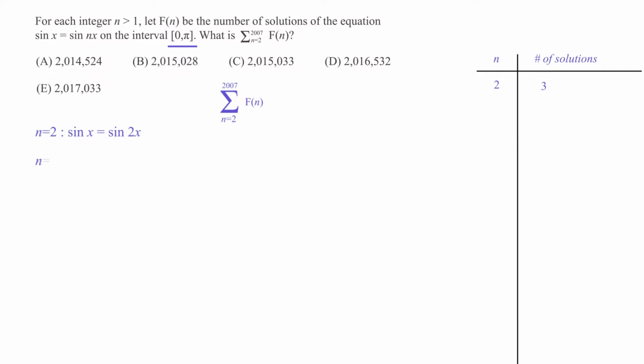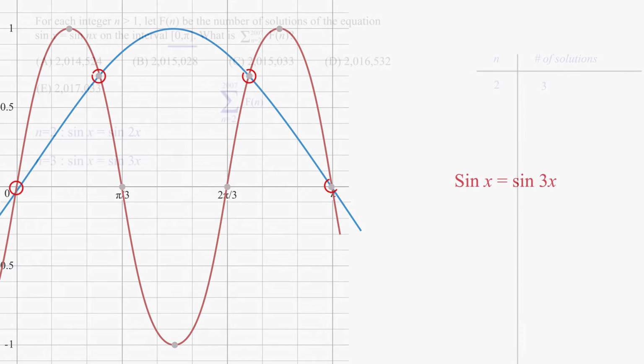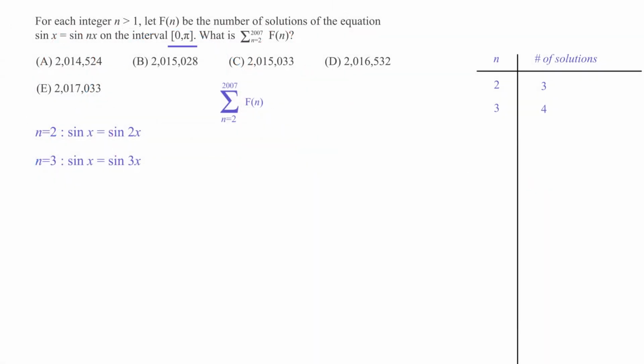Now in a very similar way, let's look at n equals 3. That would be the sine of x equals the sine of 3x. So now I have to look at these two graphs, the sine of x and the sine of 3x on the same plot, and see how many intersection points we have. And this is that graph. Between 0 and pi, there are 1, 2, 3, 4. So for n equals 3, the number of solutions is 4.